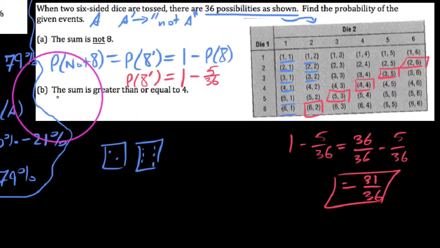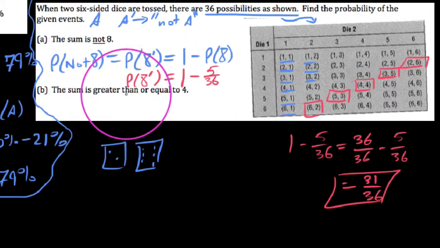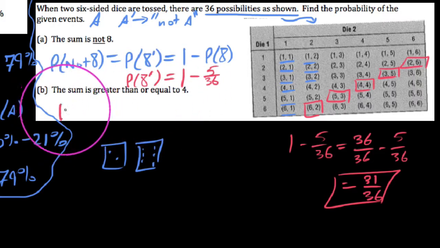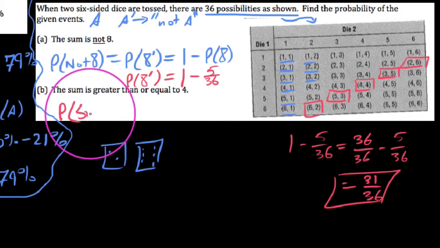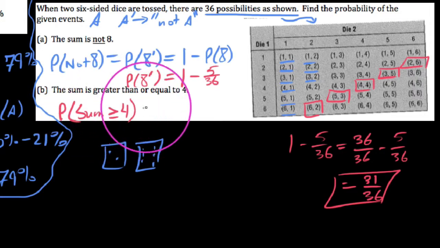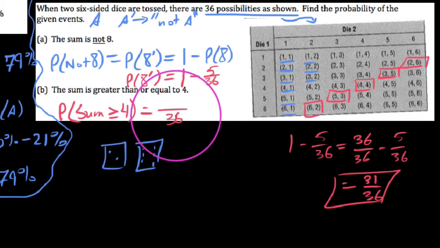Okay, so let's try this again. We say, well, let's go find the probability that when we add the two dice together, we get a sum that is greater than or equal to 4. So we'd write this way: probability that the sum is greater than or equal to 4. So here's what we could do. We could just say, well, I know there's 36 total ways to do this. Let's go add up all the ones that have a sum of 4 or bigger.